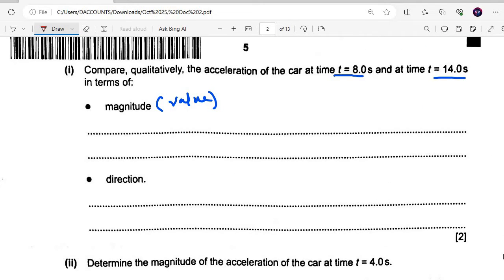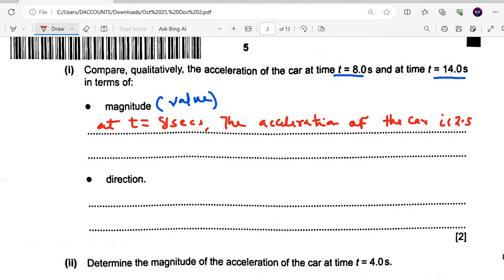So we just tell them that at t equals 8 seconds, the acceleration of the car is 2.5 meters per second squared.